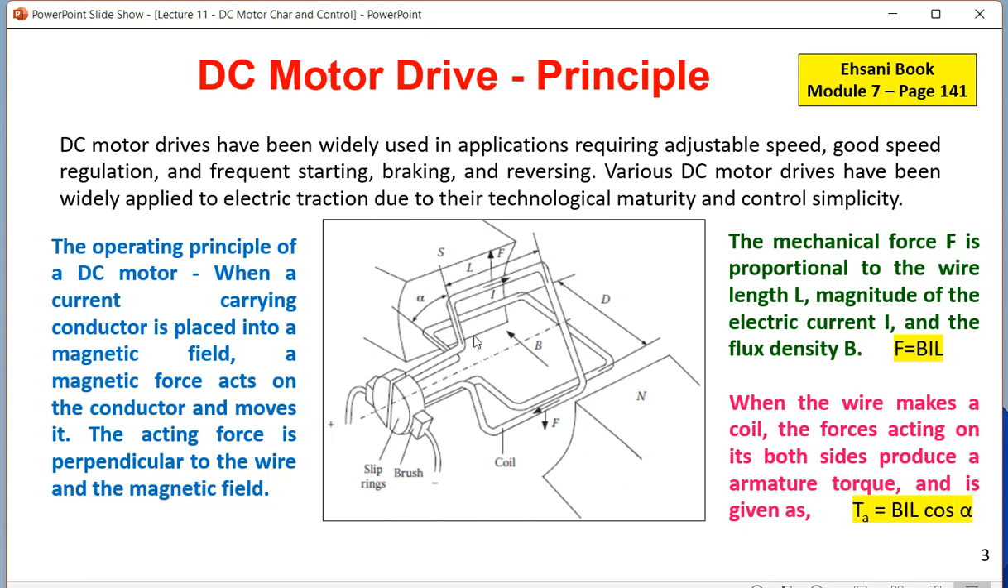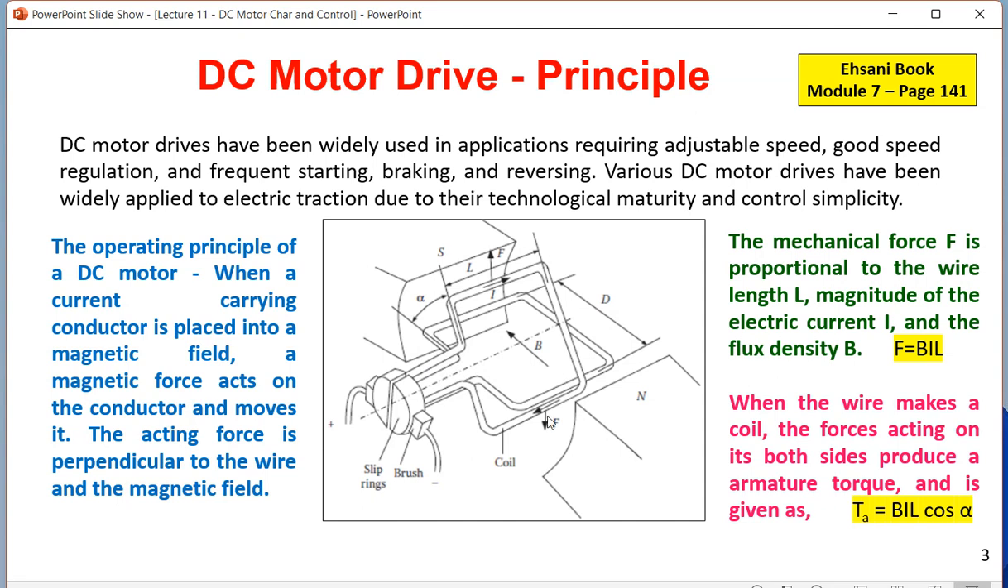What is meant by direction of MMF? Direction of MMF means which position is north pole and which position is south pole. So here you are finding the direction of flux from bottom to top. Okay, here bottom is north pole and top is south pole, likewise. So the operating principle of a DC motor: when a current carrying conductor, as you see here, is placed in a magnetic field, this armature conductor experiences a mechanical force, which moves or rotates this conductor. The acting force is perpendicular to the wire and the magnetic field.